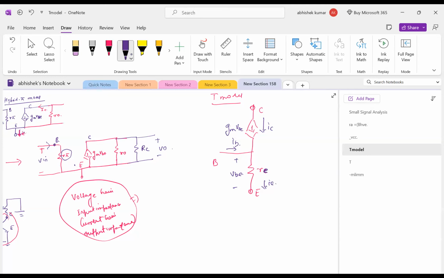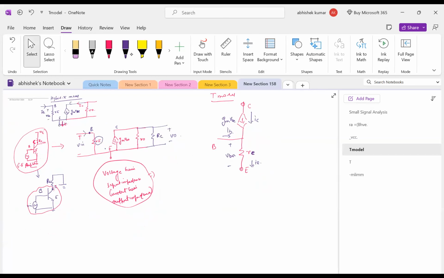This is the small signal T model. It is standard; these are just representing this BJT. There are different ways of representing a BJT. One is the hybrid pi model and one is the T model. You can choose whichever model you want. The hybrid pi model is a very common model, and the T model is a little bit complex. It's not that for a certain circuit we have to use hybrid, and for another the T model.